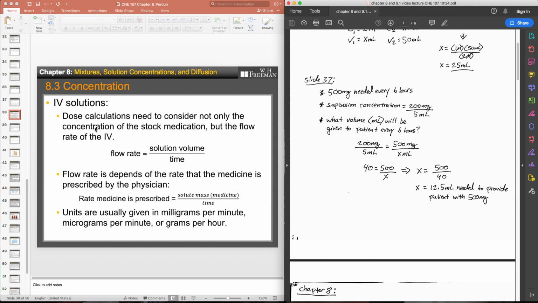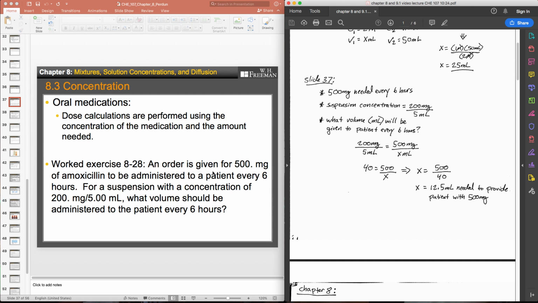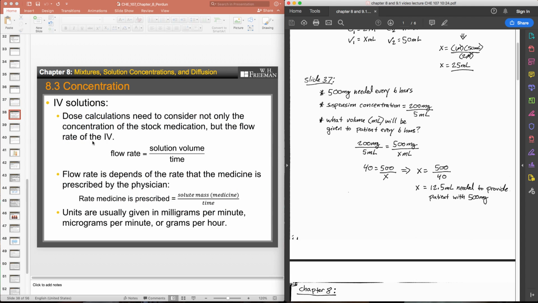In IV solutions, and in this flow rate, we're actually taking time into consideration. In this one we looked at 6 hours, but for IV solution flow rate we need to know, if we're giving this patient a specific amount of medication, over what amount of time we would need to give that, since an IV flows at a specific rate. So flow rate is really the volume over time. That's the same for really everything, but specifically for IV solutions, and that's really what we'll use in this class.